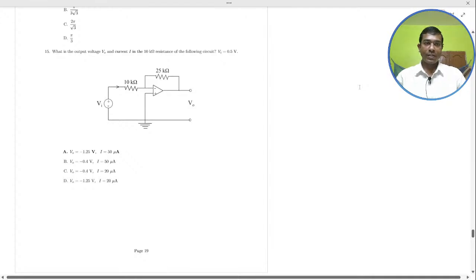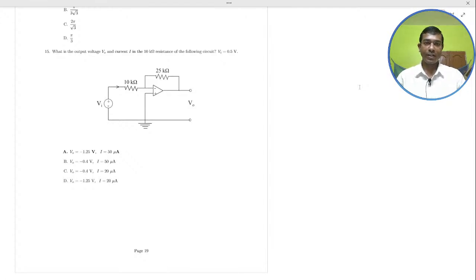What is the output voltage and the current in the 10 kilo ohm resistance of the following circuit? Question number 15, the last question of part B.